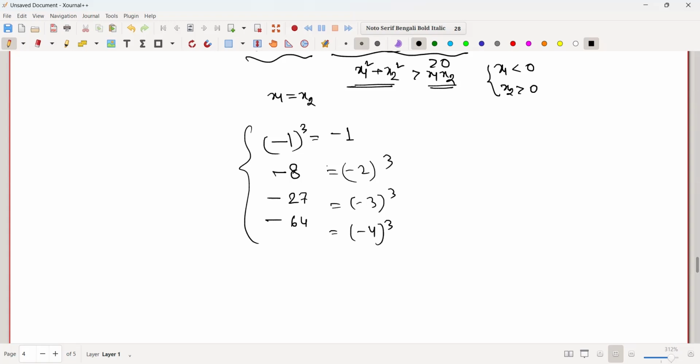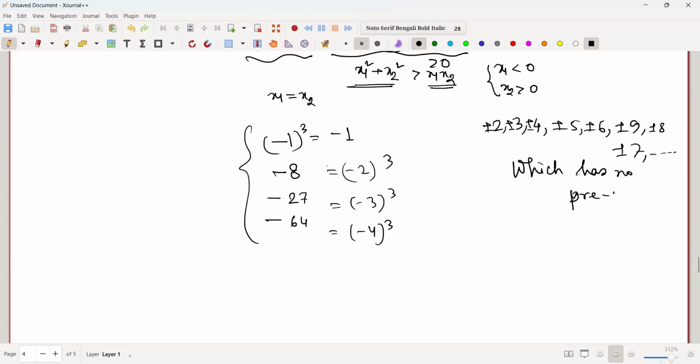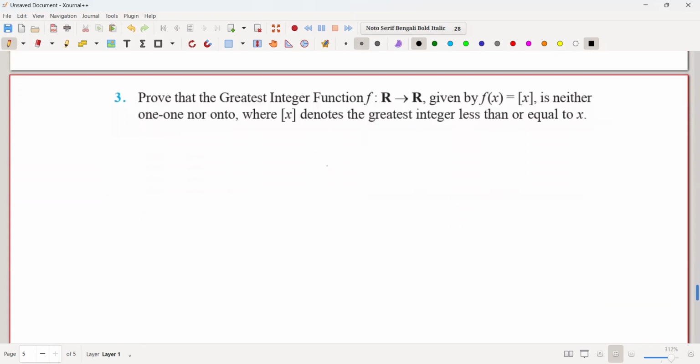So here also numbers like plus minus 2, plus minus 3, plus minus 4, plus minus 5, plus minus 6, plus minus 7, plus minus 9 and so on have no pre-image. That implies f is not an onto map. Okay, so write it properly and send it to me.